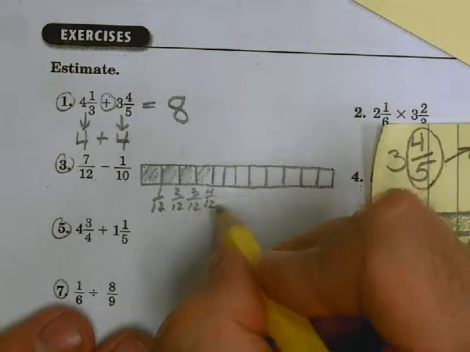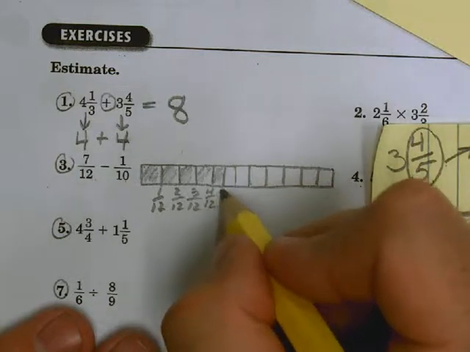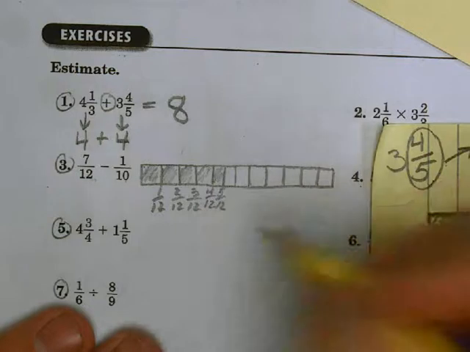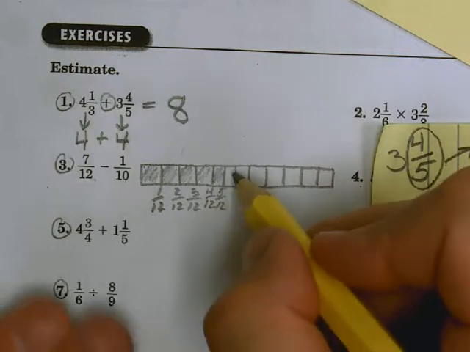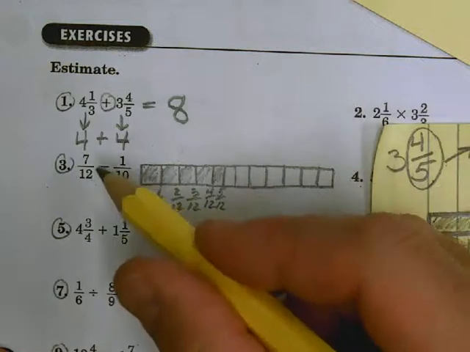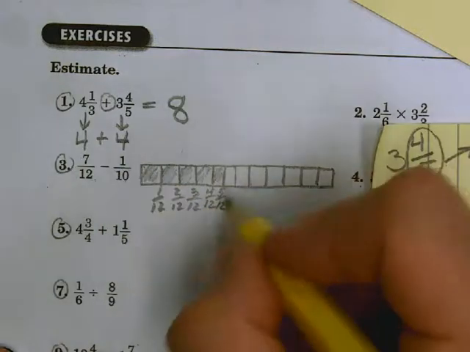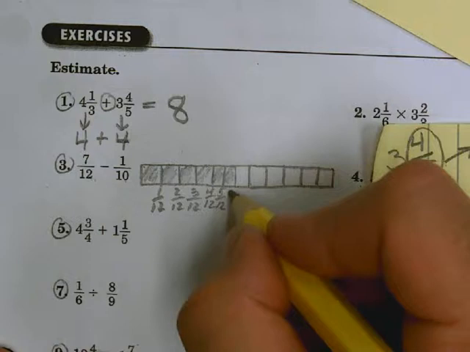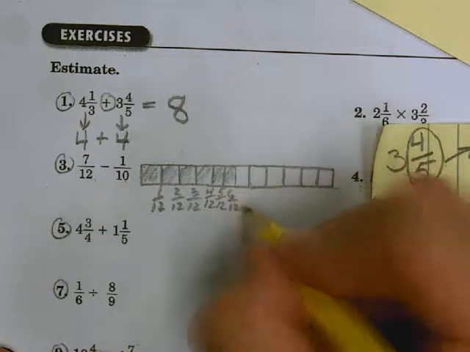5 out of 12. How many am I going for again? 12. How many do I have? 7. So I'm up to 5. I shade another one. 6 out of 12. And then one more, and I get magic 7/12.